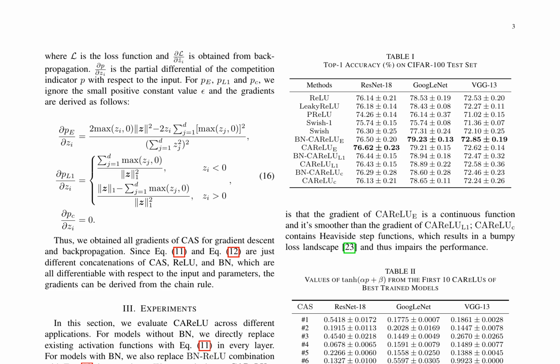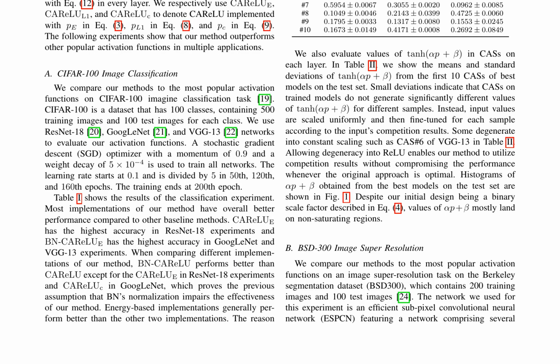For image classification, CAReLU replaces existing activation functions in every layer, utilizing three implementations: CAReLU-E, CAReLU-L1, and CAReLU-C. The results show that most CAReLU implementations outperform baseline methods, with energy-based implementations generally performing better.